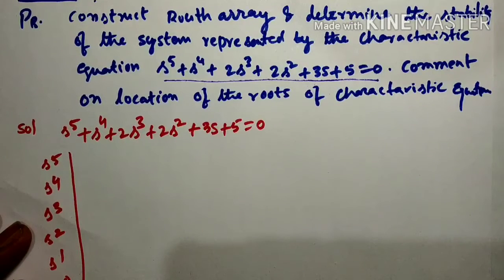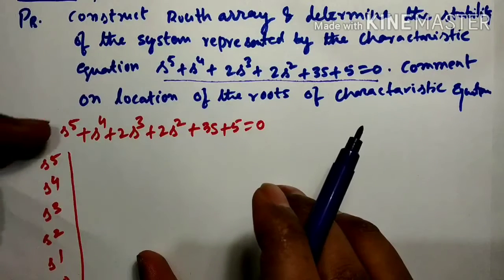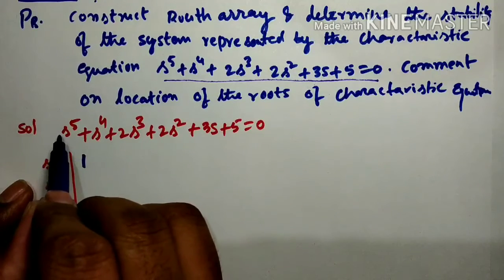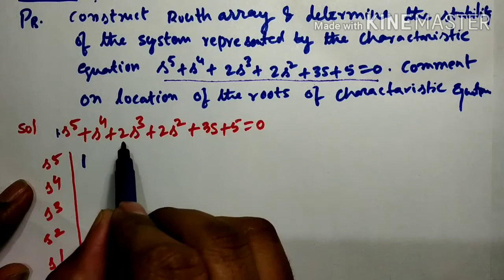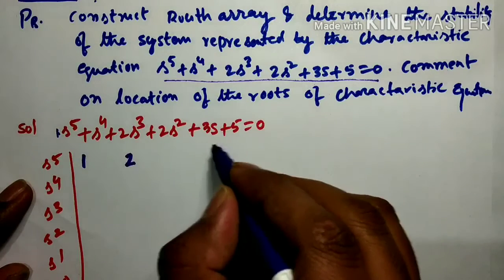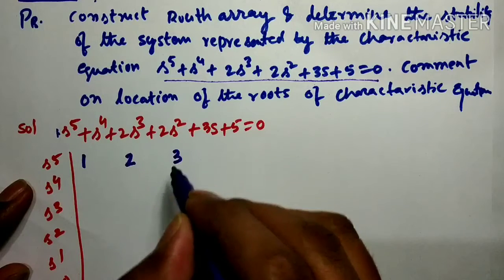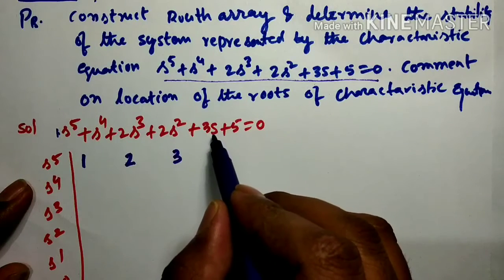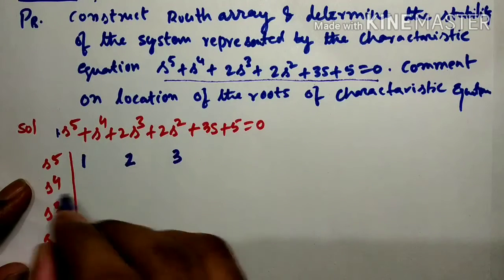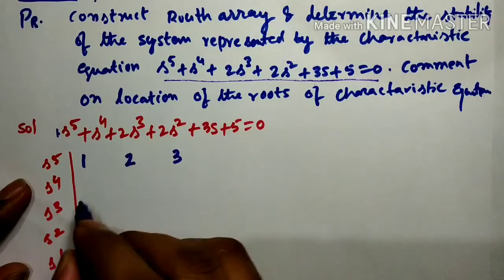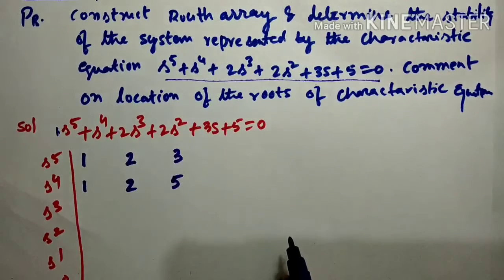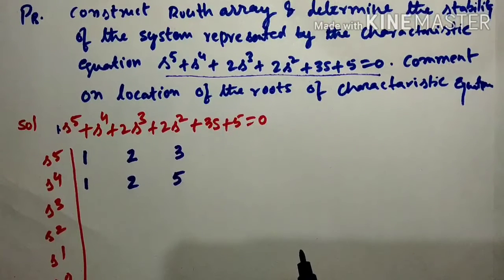First, the odd power coefficients. Here the coefficient of s^5 is 1, the coefficient of s^3 is 2, and the coefficient of s is 3. These are the odd powers. Next, we write the even power coefficients: 1 for s^4, then 2, then 5. So we have to formulate the Routh array for this.